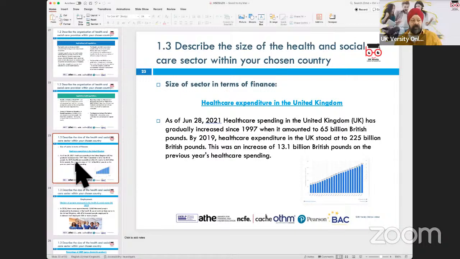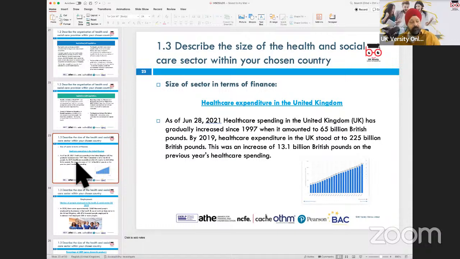Now, the next assessment criteria that we have is 1.3, which talks about describing the size of the health and social care sector within your chosen country. So here, I would look at restricting myself to the UK in particular. And when we talk about just within the UK, NHS England is what I'm going to concentrate on.